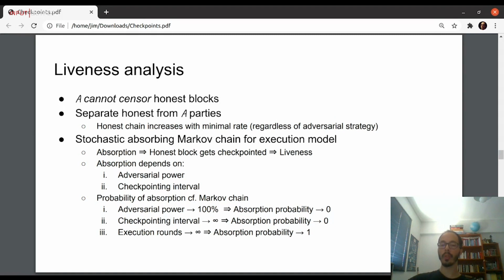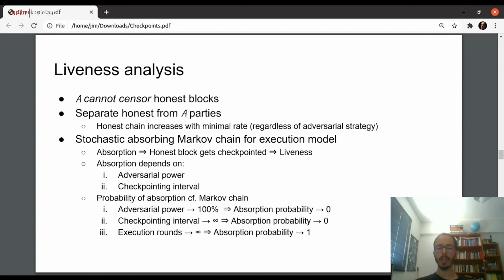Also, if the checkpoint interval goes to infinity, the probability of absorption goes to 0. And the reason is that if the checkpoint interval goes to infinity, we tend to the non-checkpoint version, where we don't have checkpoints. And if we don't have checkpoints, and the attacker has 51% or more of the power, then they can censor transactions. And finally, if the execution rounds go to infinity, absorption goes to 1. So after some time, eventually, we will get absorption.